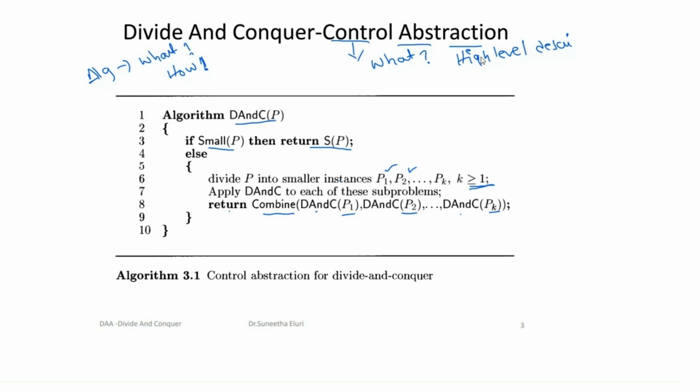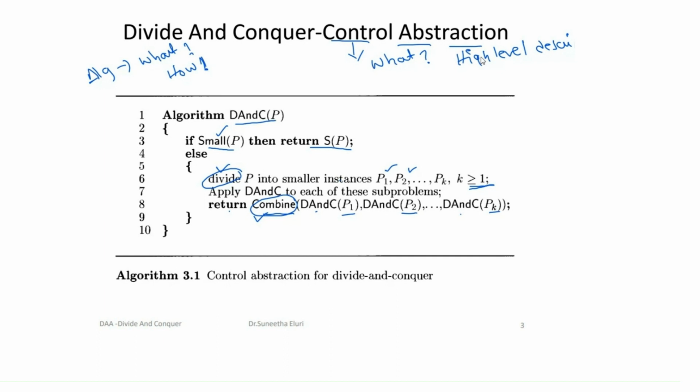If you observe here, there are three important operations. One is checking whether the problem is small or not, another is dividing the problem P into subproblems, and the other is combining the solutions. So here I am mentioning what to do, what operations I am going to do, but I am not mentioning how to check whether the problem is small or not, how to divide P into smaller instances, and how to combine the solutions of the subproblems.